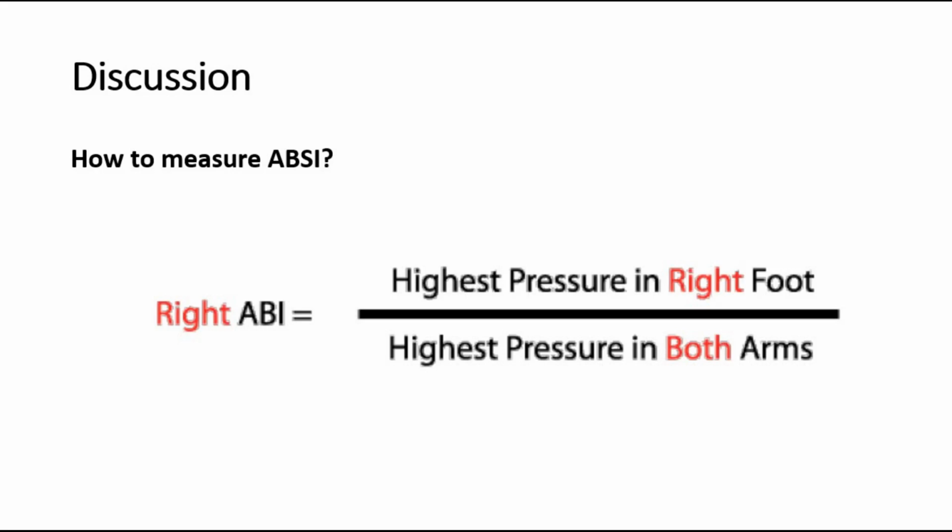Whereas the left ankle brachial systolic index will be replacing the right with the left. So highest pressure in the left foot divided by highest pressure in both arms. So either right arm or left arm.